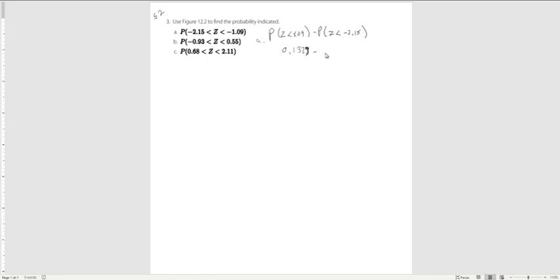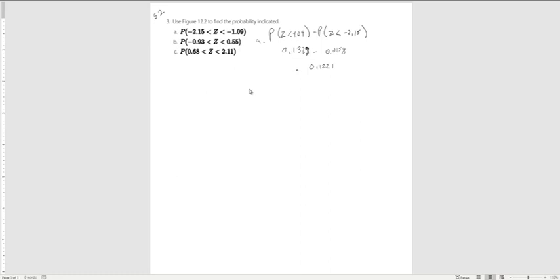And we're going to look up likewise from our table, z is less than minus 2.15. So row 2.1, column that's 0.5, that's going to be 0.0158. And when we subtract that off, we get 0.1221 is our probability that z is between minus 2.15 and minus 1.09.